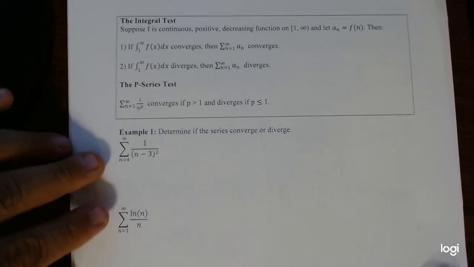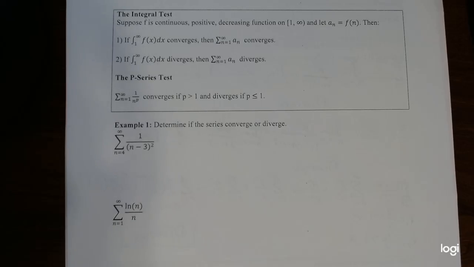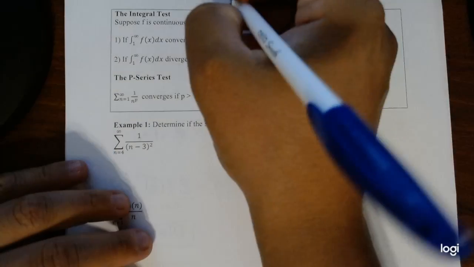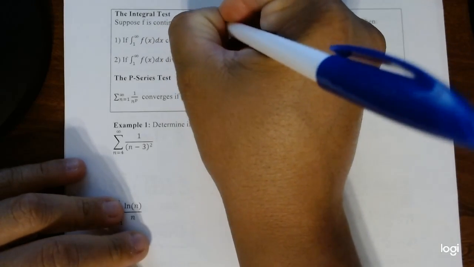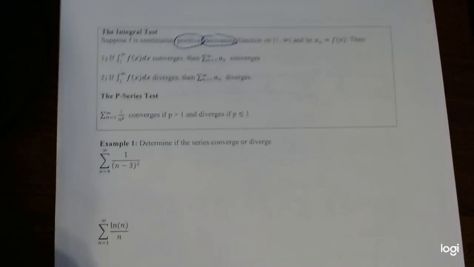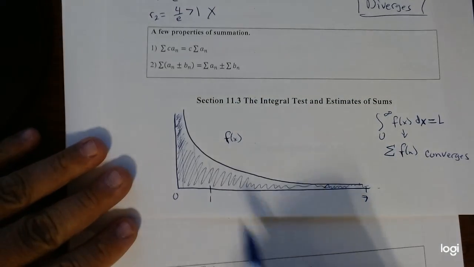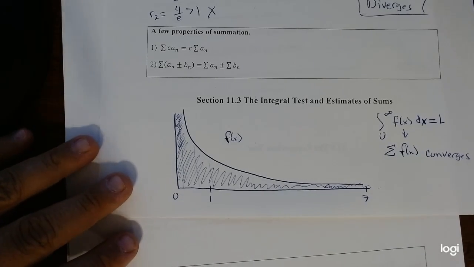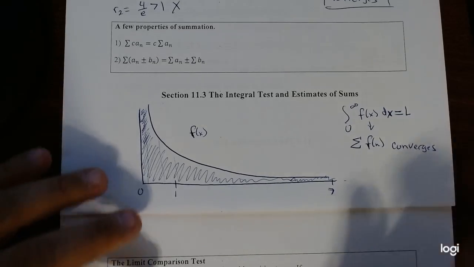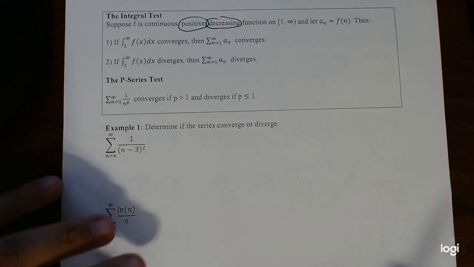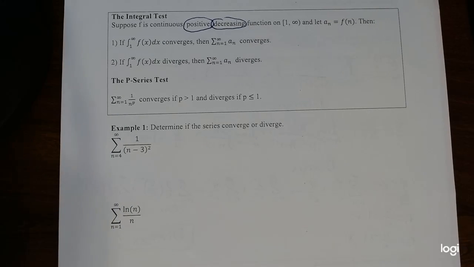If you turn the page, we actually get the definition of what the integral test is all about. Suppose f is a continuous, positive, decreasing function, and that's the biggest thing when it comes to the integral test. It has to be decreasing and also positive. So notice, here it is decreasing and still positive. It's above the x-axis, but it's decreasing. Usually, it's very hard to use the integral test because you have to show the entire function is actually decreasing, which is kind of a headache in general.